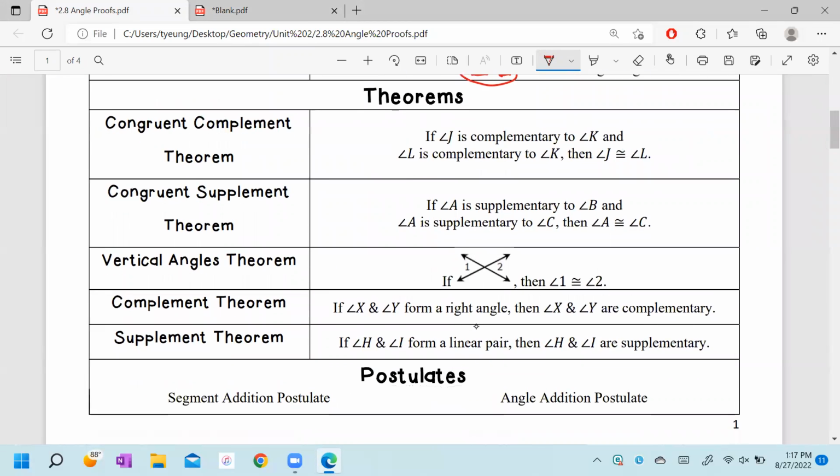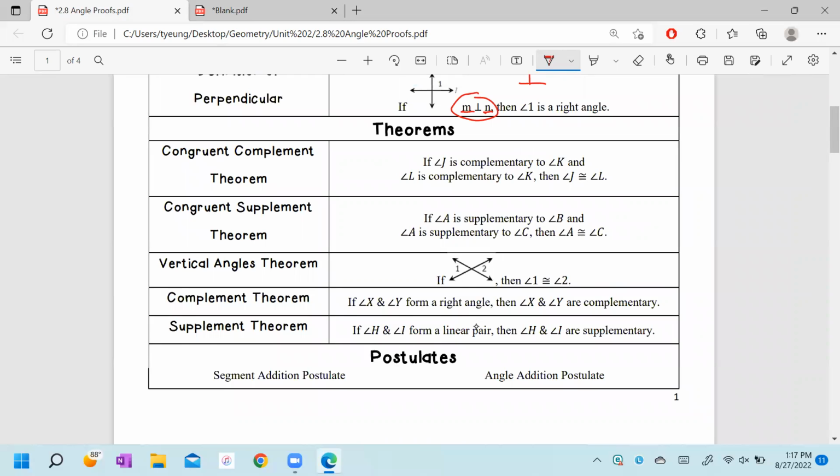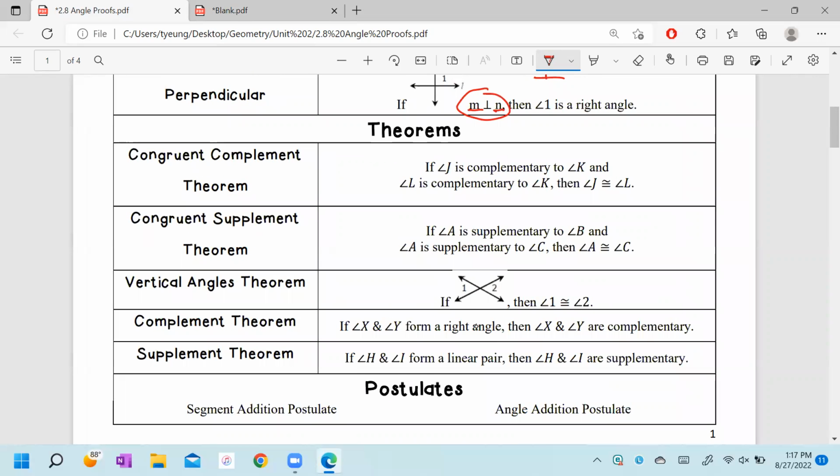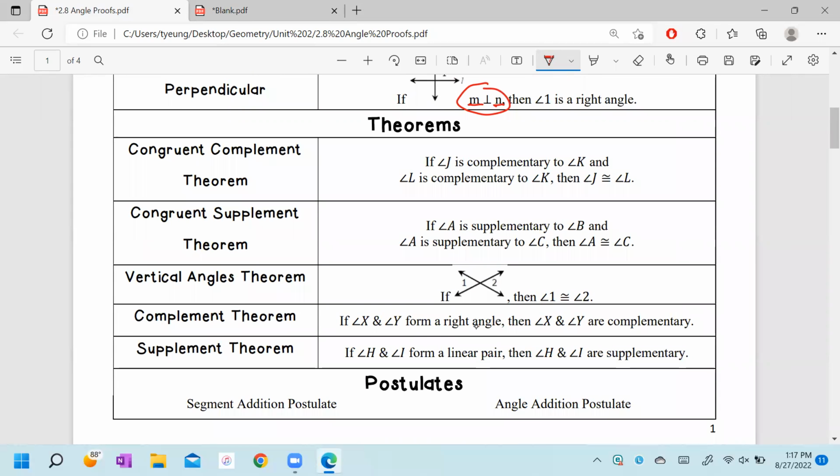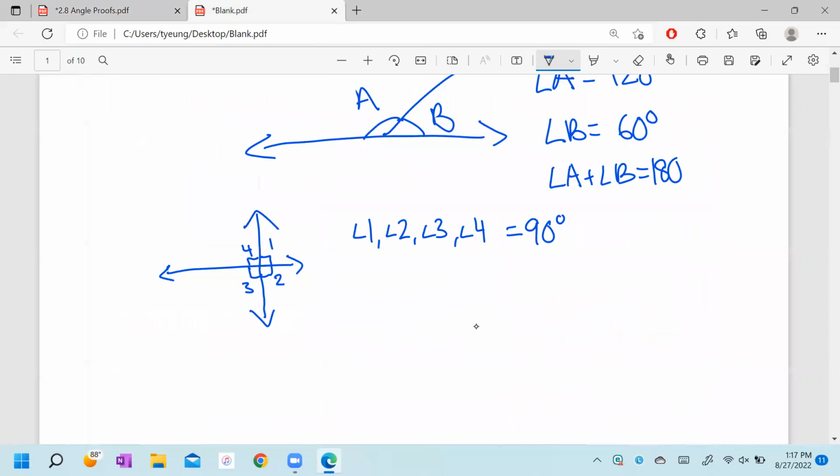Moving on, congruent complement theorem. All this is saying is, hey, if J is complementary to K and L is complementary to K, then angle J is complementary to angle L. So this is kind of like your transitive property in effect.